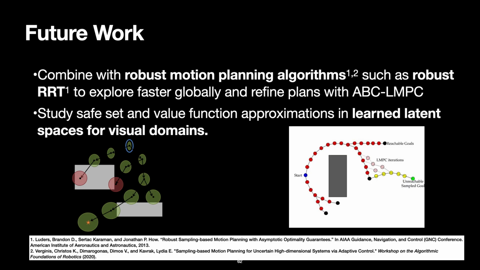In current and future work, we plan to investigate how to connect the ideas of ABC-LMPC to robust motion planning, such as robust RRT, by using robust motion planning to globally explore the state space and using LMPC to refine the solutions, which may be jerky or suboptimal. We will also study practical instantiations of this framework to visual domains, where we plan to investigate learned latent representations for safety and planning.